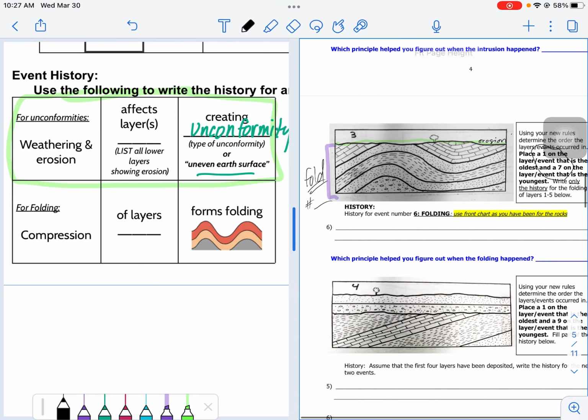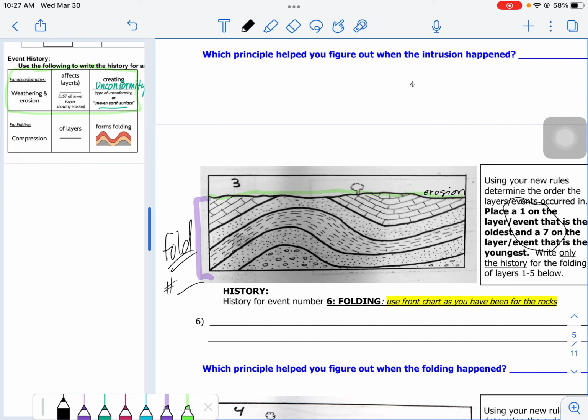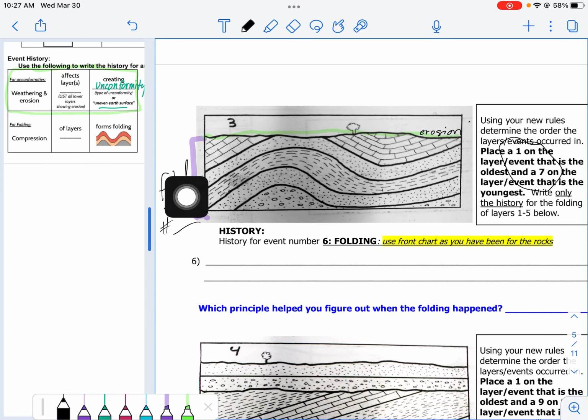So when I think about those 3 things, I kind of think about those as our 3 big events. I've got layers, I've got folding, I've got erosion. So when I think about the ordering of those 3 things, what had to be first? Did things get eroded, things get folded, or things get deposited? Well, when I think about my horizontality rule, everything has to exist first before it can be impacted, right? It has to start horizontal and then be folded. So these layers had to all exist first.